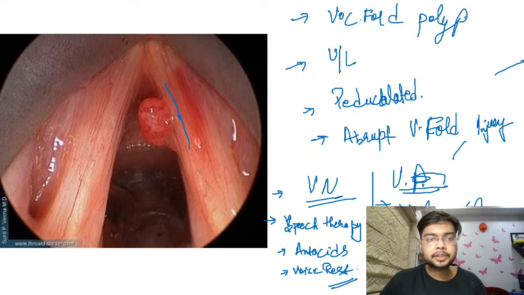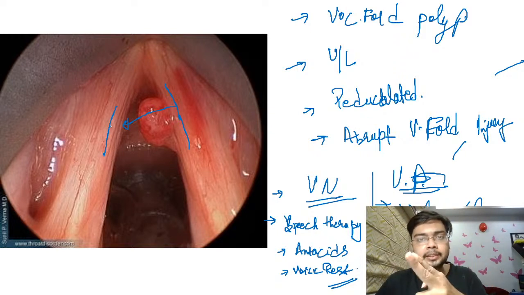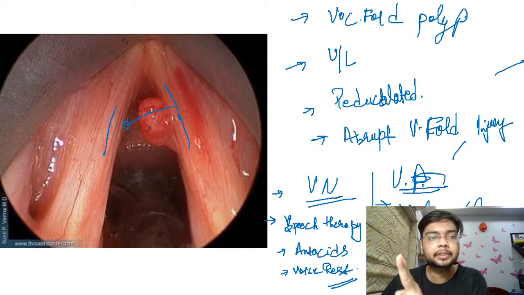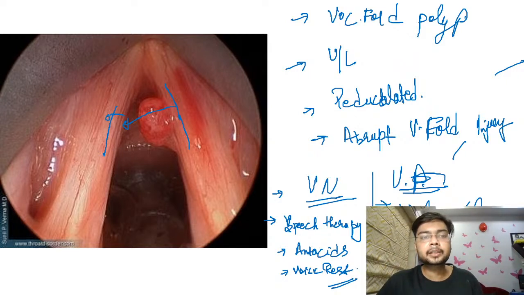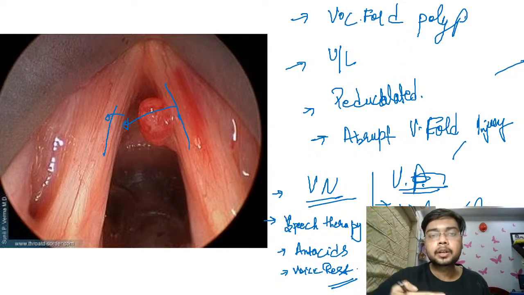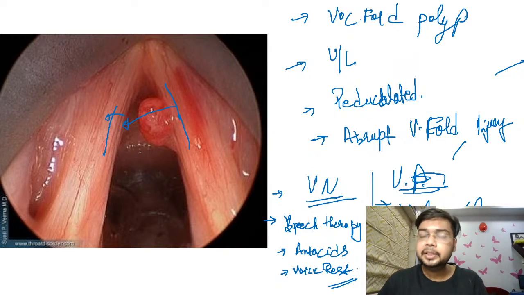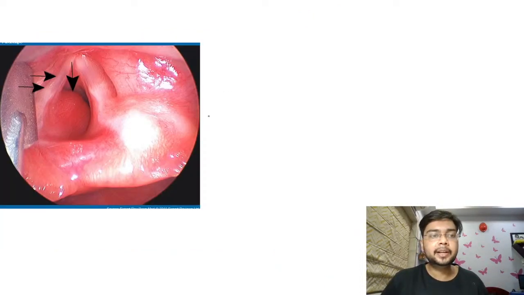So after the operation is done, you will get something like this. What we have done is we have given an incision, elevated it, removed the polyp, excised, cut it with the scissor, and then again repositioned the flap. So there is no need of any stitching and all. The flap will reposit, and a good, excellent healing will be observed, and voice will return to normal, right? So it's a beautiful surgery, needs expertise and needs some amount of training.